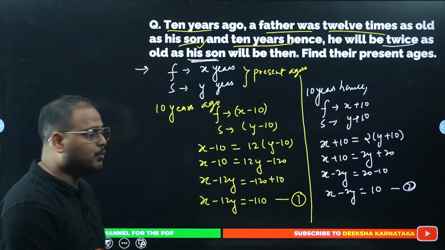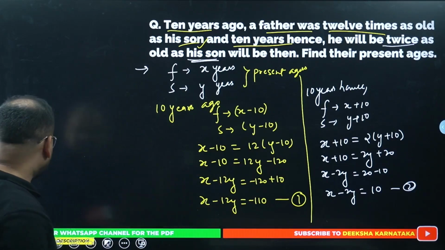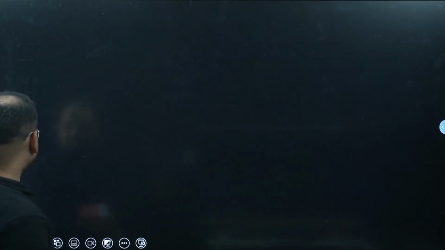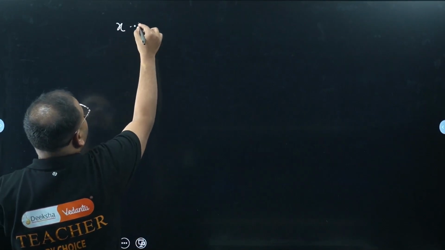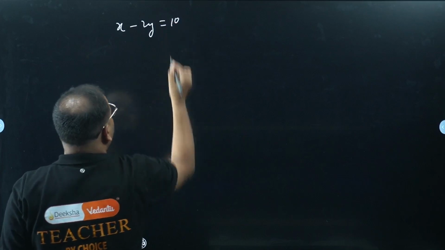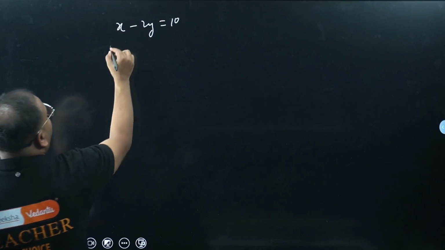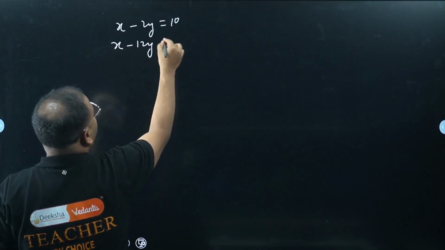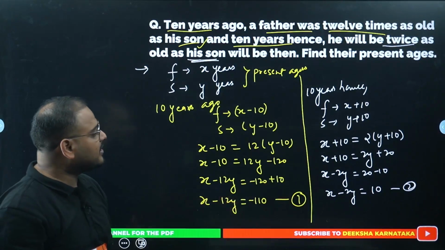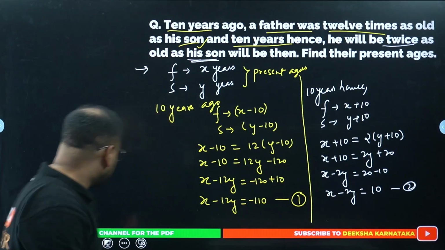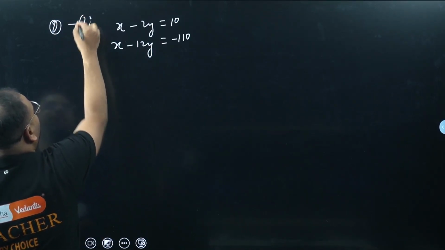Equation 2, right? What we're gonna do? Subtract the equations. 2 minus 1 we can do. So we'll write both the equations first. x minus 2y equal to 10. And this one, x minus 12y equal to minus 110. Check it out. x minus 12y equal to minus 110. x minus 2y equal to 10. We are doing equation 2 minus equation 1.